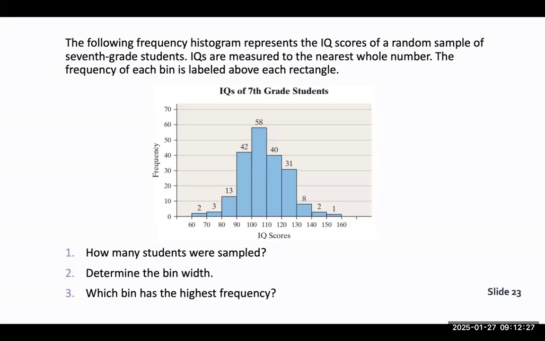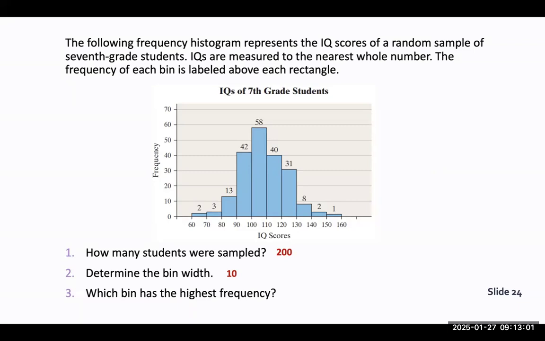Okay, first question. How many students were sampled? Well, all we have to do is add all of these numbers above the bars together. And if you do that, you'll get 200. Determine the bin width. So the bin width, we just mentioned this, is 10. That's the distance between the width of the bars. So the first bar is between 60 and 70. There were 2 people who had an IQ between 60 and 70, 3 people between 70 and 80, and so on.